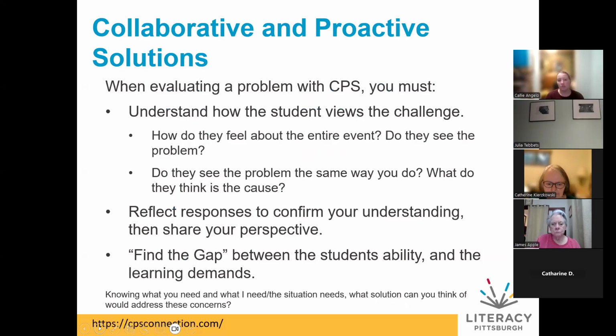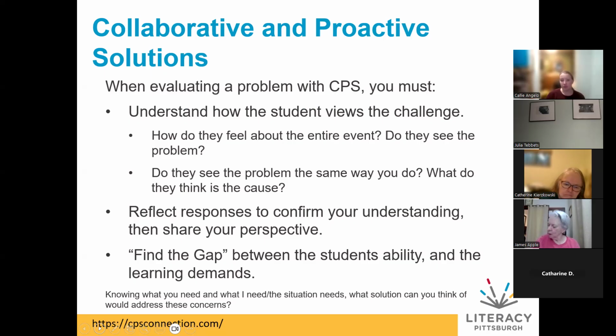When evaluating a problem with CPS, you must understand how the student views the challenge. How do they feel about the entire event? Are there outside circumstances we're not considering? Do they even consider it a problem? Do they see the problem the same way you do? And what do they think is the cause?